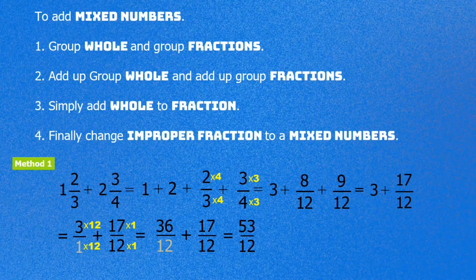Finally, we need to change the improper fraction to a mixed number. Remember, an improper fraction is a fraction that has a numerator that is greater than the denominator. Having said that, it's a correct answer, but it looks nicer when we write it as its mixed number representation. Either way, it's correct. And that is our final answer.